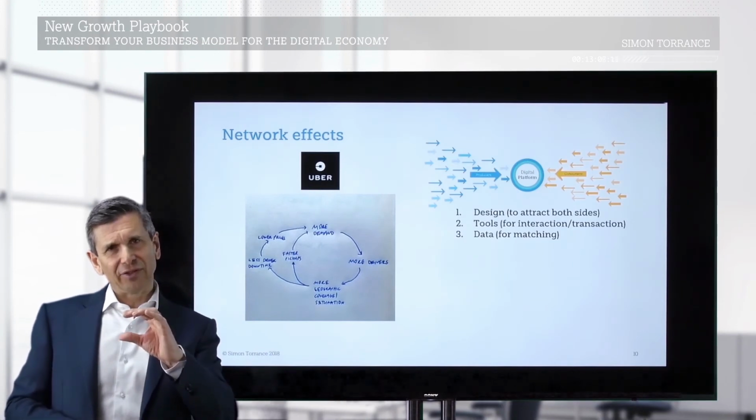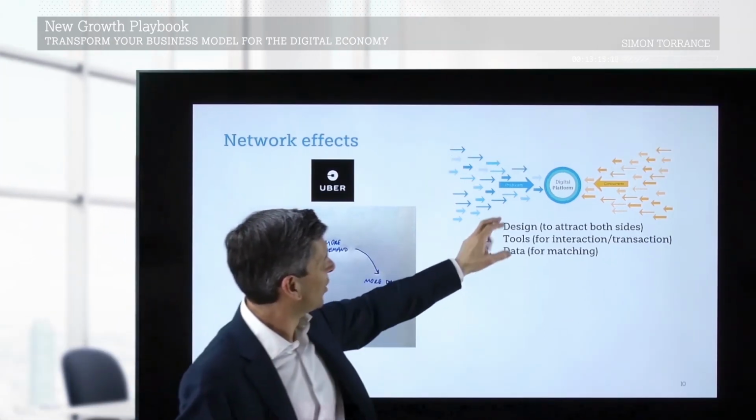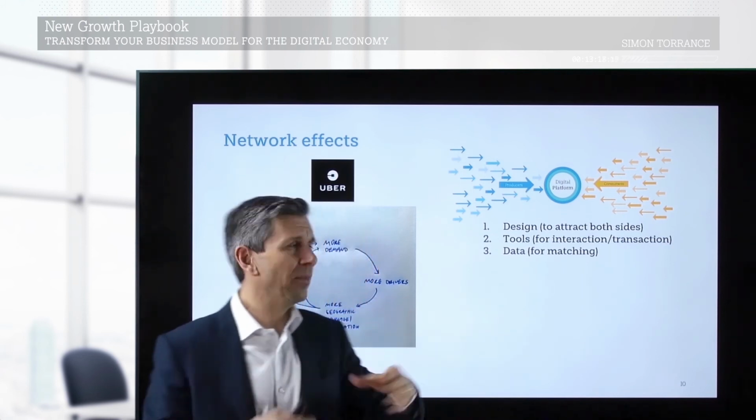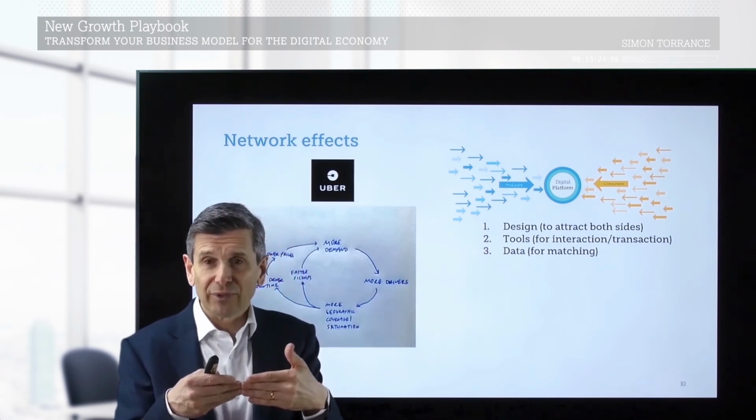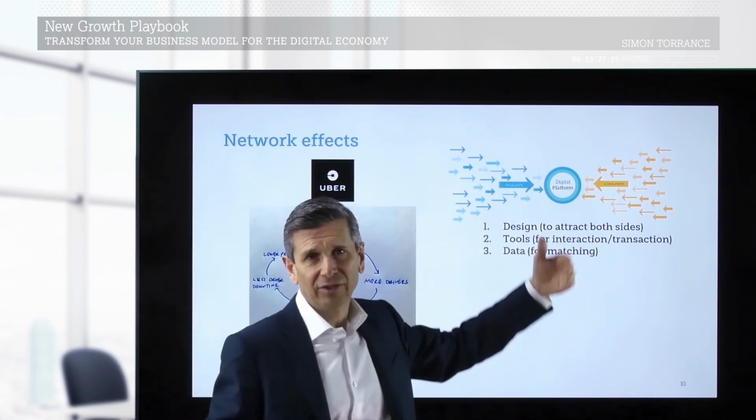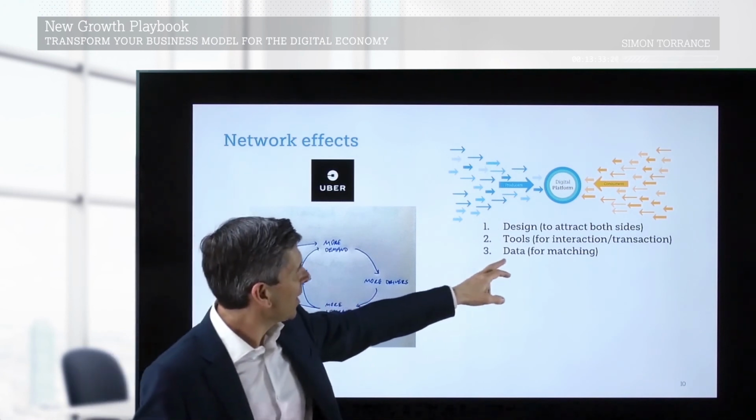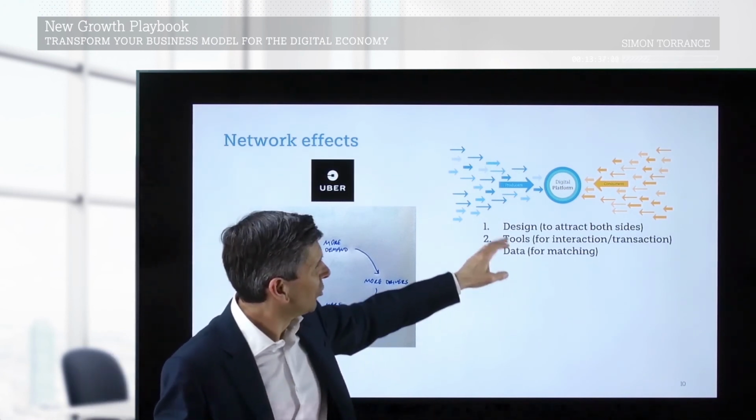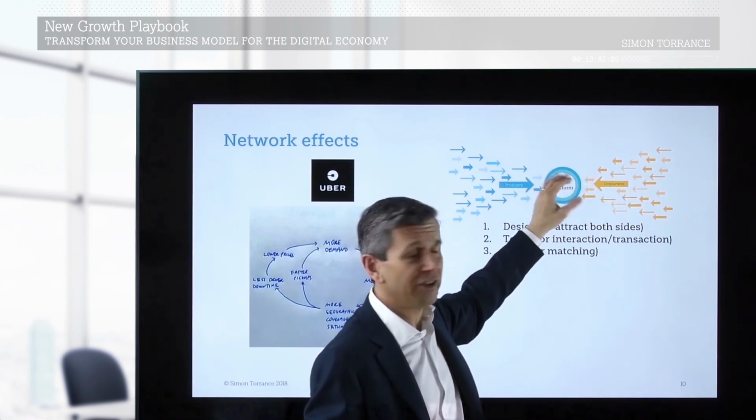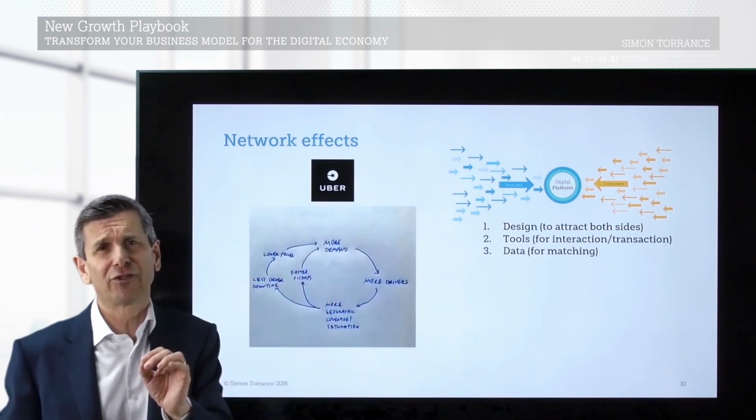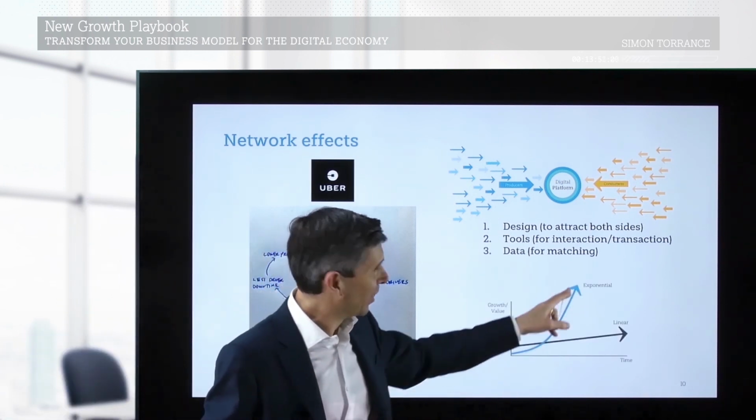And there are 3 things that a digital platform needs to do to enable this type of network effect. The first thing it needs to do is design very carefully the system that will attract both parties to the platform. The second thing, it needs to create tools that enable interactions and transactions very efficiently. And finally, it needs to constantly mine and analyze and leverage data to optimize the matching of the right provider of a service to the right consumer of the service and vice versa. Those are the 3 key attributes of a successful digital platform. If you get that right, you have the ability to grow exponentially.